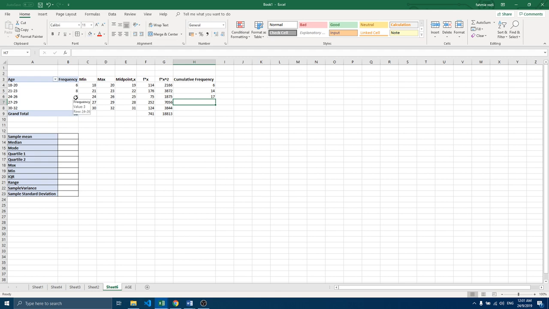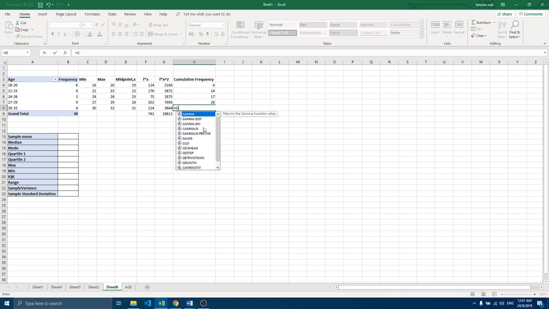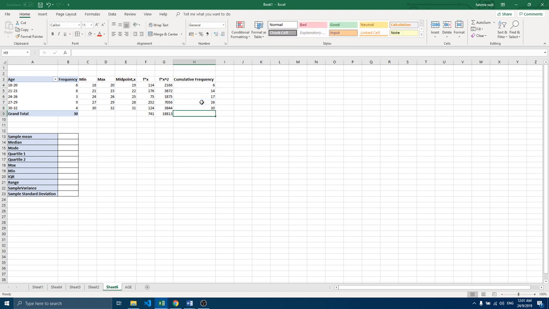Equal. Then the current frequency for this class is 9 plus the previous frequency, which is 17. Equal, and then 4 plus the previous frequency 26. Enter. So make sure you get 30, tallying with the total frequency of 30.